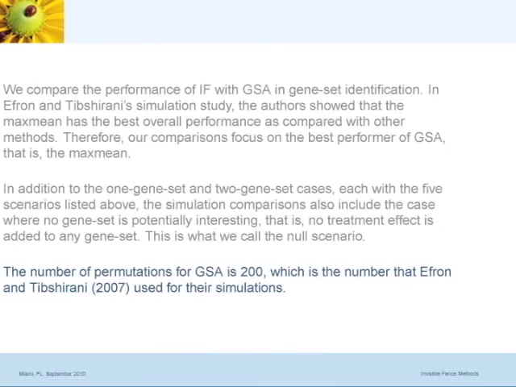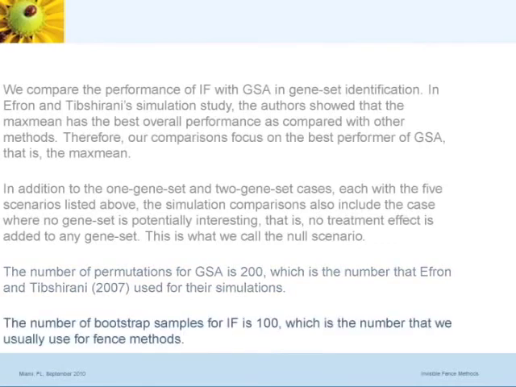The number of permutations for GSA is 200. That's the number that Efron and Tibshirani used. The invisible fence requires a bootstrap procedure in order to get the empirical probability. Remember that the empirical probability actually was obtained by bootstrapping, so the number of bootstrap samples that are used is 100.